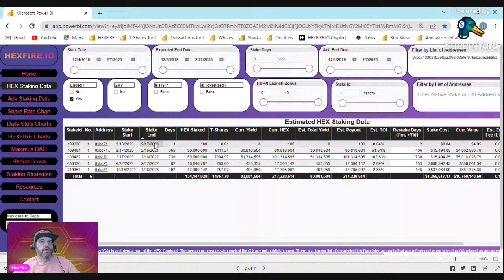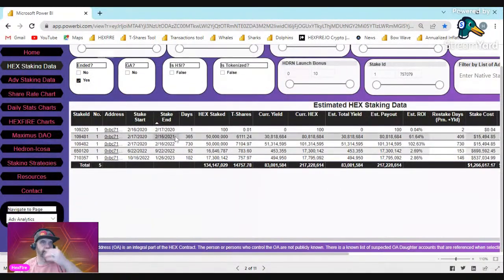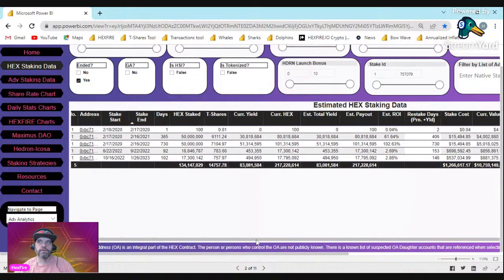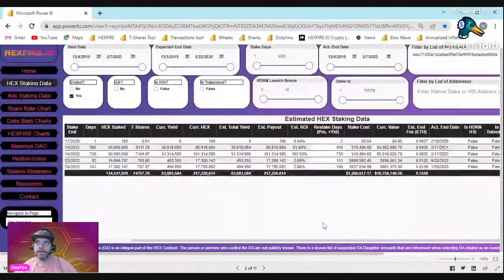So again, we're sorted earliest to latest on the stake. And we can see it looks like there's some sort of a test stake to see if they understood the system. Then they did, yeah, right in a row, 50 million, 50 million, 16 million, 17 million. And as we scroll over, we can see that they were all ended roughly on time.